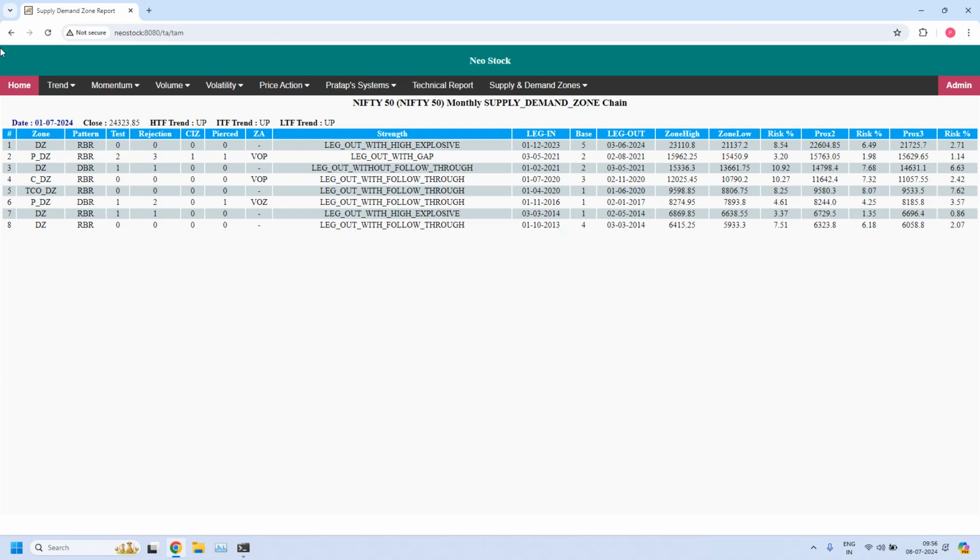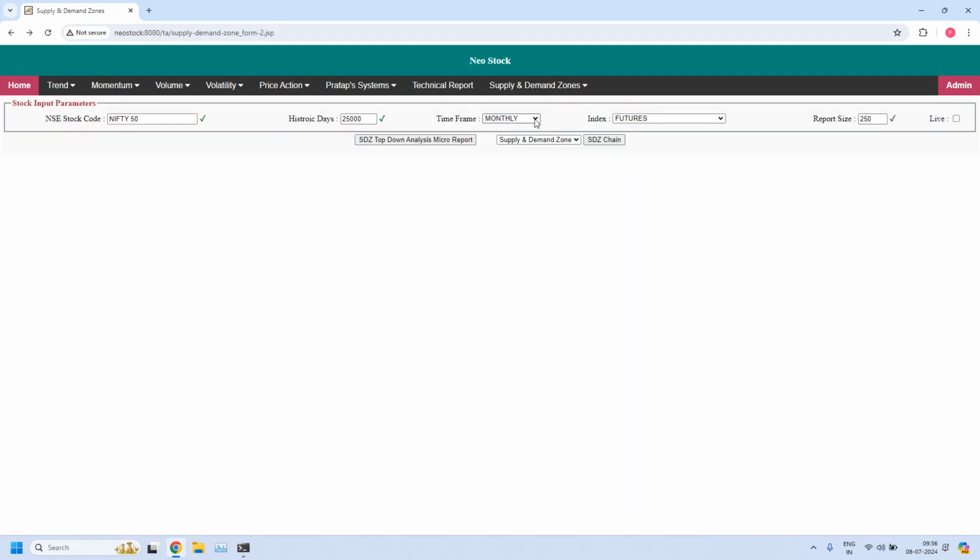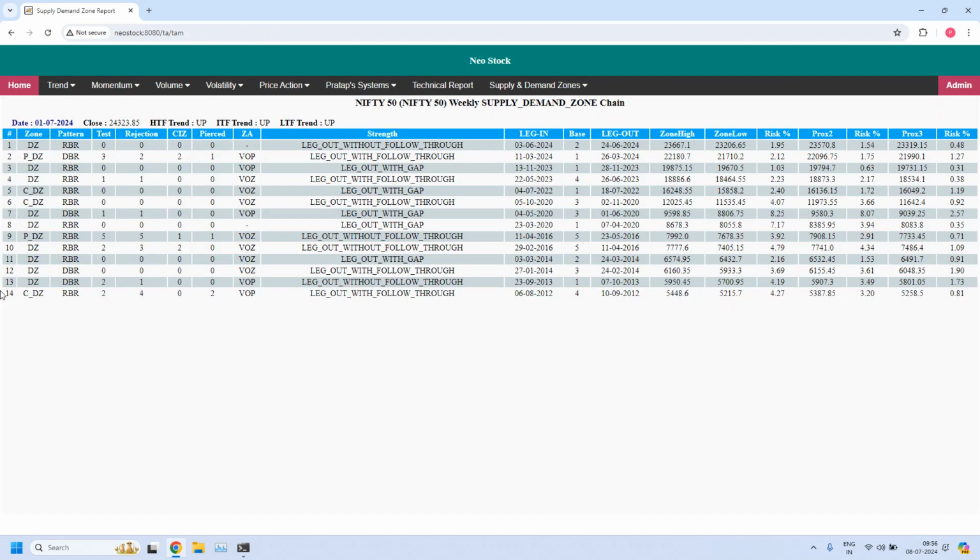Okay, so I am going back, changing the time frame to weekly. I am generating the weekly supply demand zone chain. You can use the trend column, based on LTF. Whichever time frame I select, that is nothing but the LTF. That way the software assumes. So this is the weekly trend. The LTF trend is the weekly trend. This is the monthly trend. This is the quarterly trend. That way you can assume.